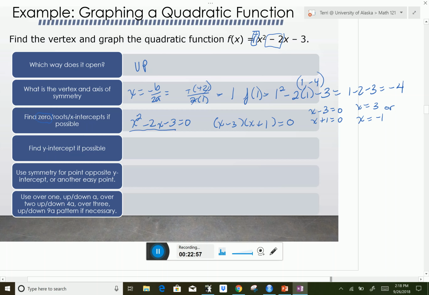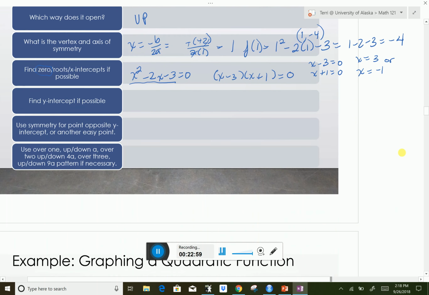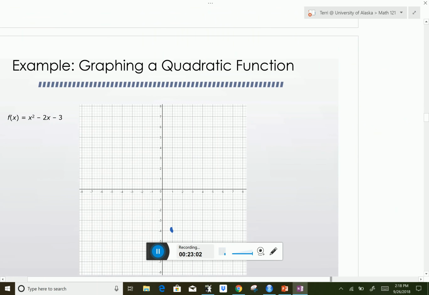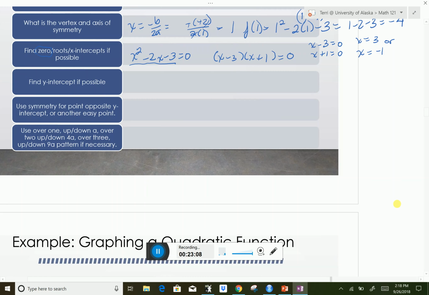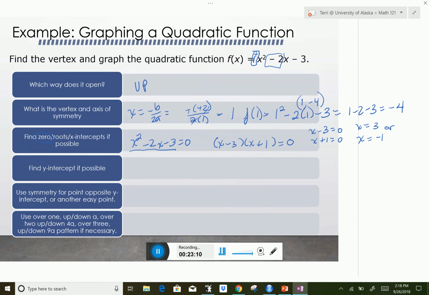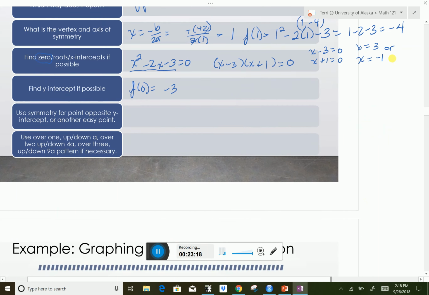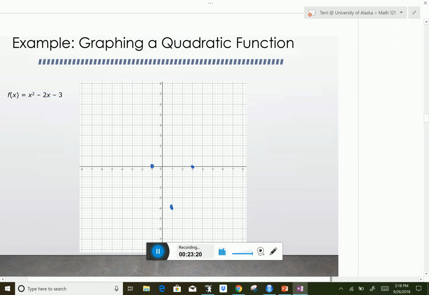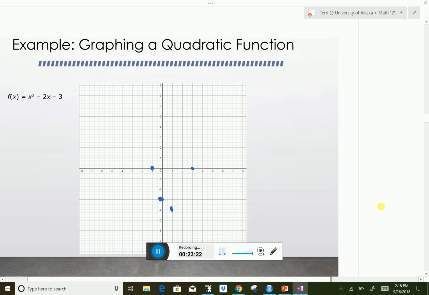So we know where the zeros are. So now let's put those on there. 3 and negative 1. So now what's the y-intercept? Well, that's pretty easy. That's just when x is 0. So that's f of 0. And that's going to be negative 3. So we know that we have a point that's negative 3.